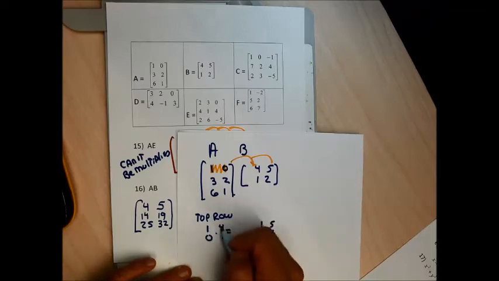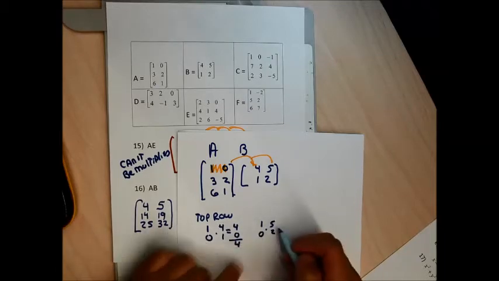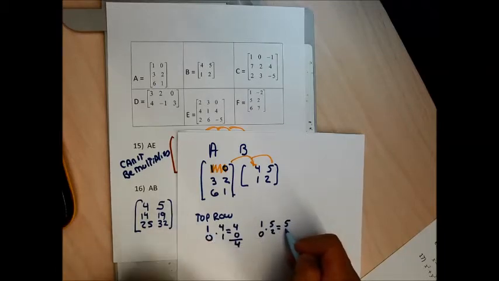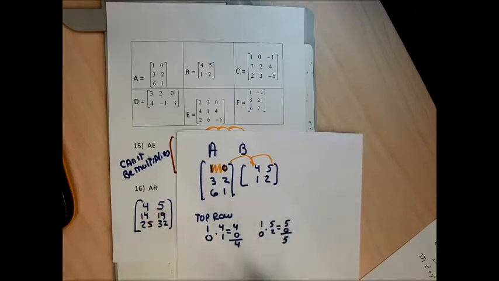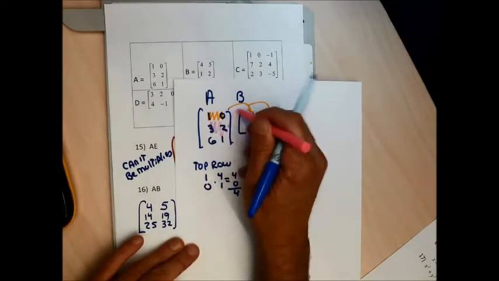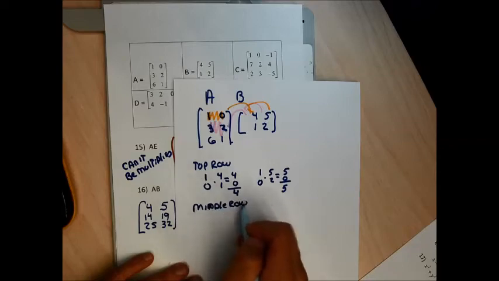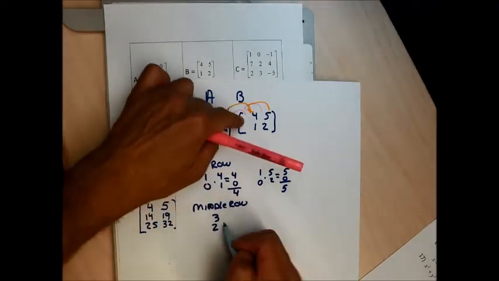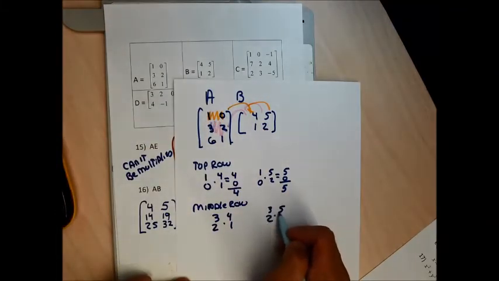I'm going to multiply 1 times 4 and 0 times 1 and add. There's the 4 that starts my top row. And then I'm going to multiply 1 times 5 and 0 times 2 and add. There's the 5 that ends my top row. Next, I'm going to move on to the middle row of my answer by taking the 3, 2 and writing it next to each one of the columns of B. So the middle row, I'll go 3, 2 times 4, 1 and 3, 2 times 5, 2.